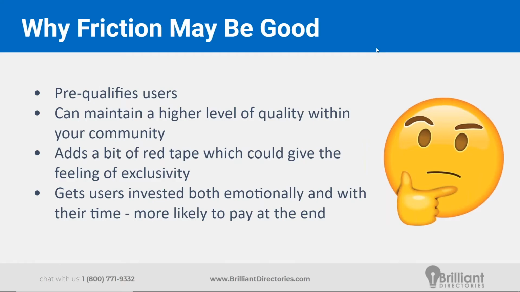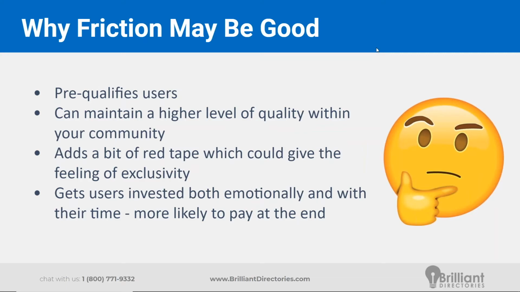And so if we add that friction and don't make it quite as easy for people to sign up on their own, or at the very least get publicly listed on your site on their own, then that can make it easier for us to pre-qualify those members before they're publicly viewable on our sites. By doing that, it can also maintain a higher level of quality within our community. Again, this depends on whether you're going after quality over quantity or quantity over quality in terms of our members. It really just depends on what your goals are with your membership site and your community as a whole.